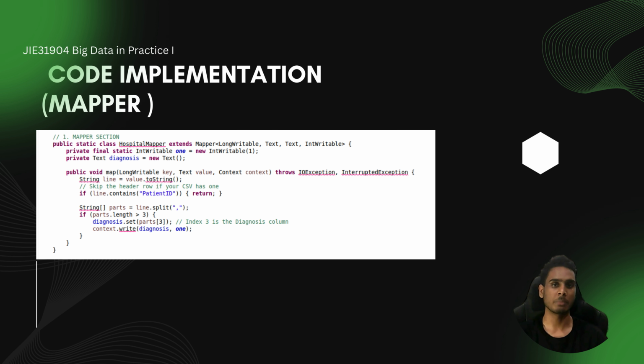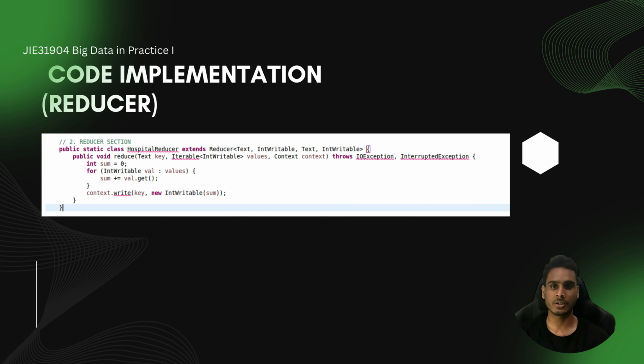Looking at the code for the mapper, I extended the Mapper class from the Hadoop library. The logic here is simple but powerful. For every line of text, I use a string tokenizer or the dot split method to find the diagnosis. I then emit a key value pair where the key is the name of the disease and the value is a constant 1. This signals to Hadoop that we have found an instance of this specific condition.